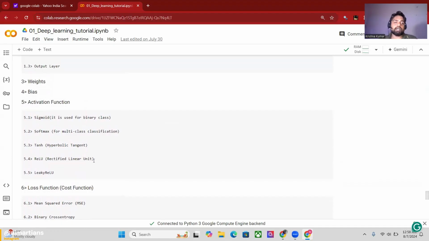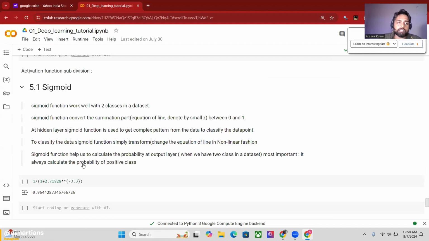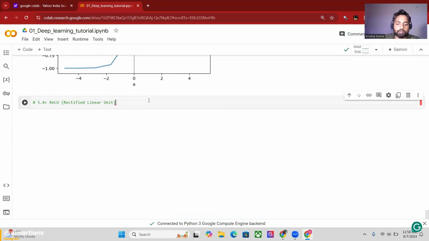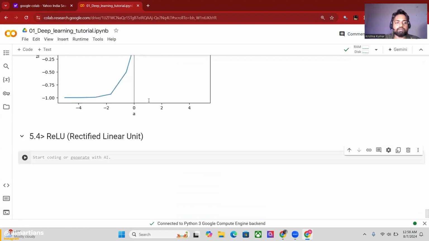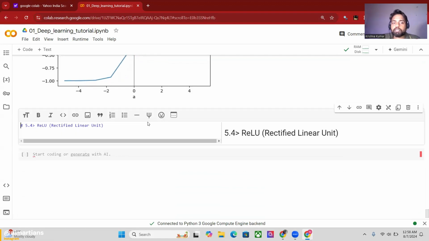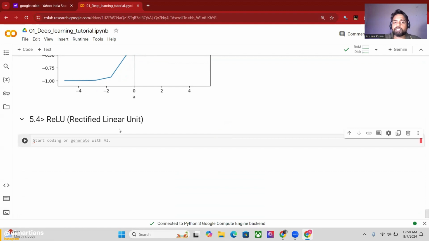So guys, here I have mentioned the activation functions. Today I'm going to talk about ReLU, which is the rectified linear unit. All right, let me create a cell for this, and there I will mention the topic and make a heading of this. So ReLU, what is ReLU? What is the mathematical concept behind this? How does it work?